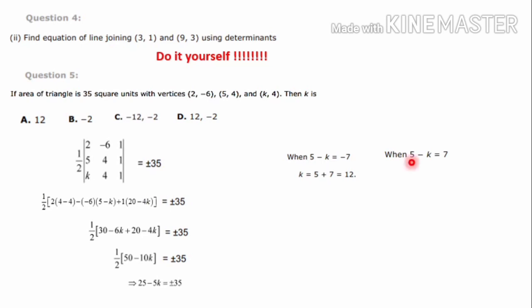Then 5 minus k is equal to 7. Minus 7 already taken, plus 7 you have to take. Then k is equal to, this k we can take to the right, 7 to the left. So k is equal to 7 coming to the left means 5 minus 7. 5 minus 7 is equal to minus 2. So the values of k are 12 and minus 2. Here the option D is correct. So we have to mark option D.